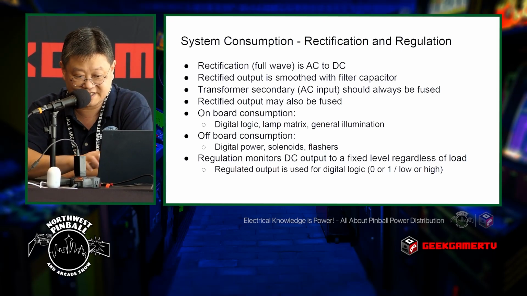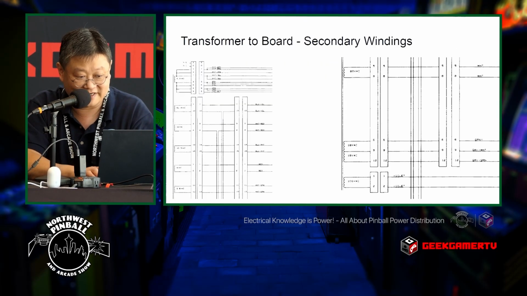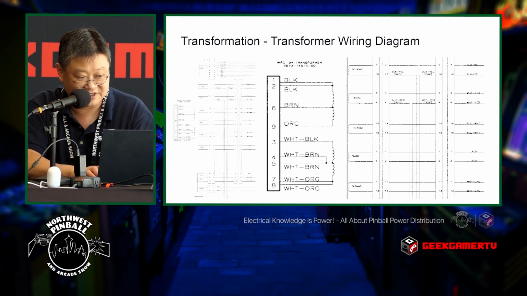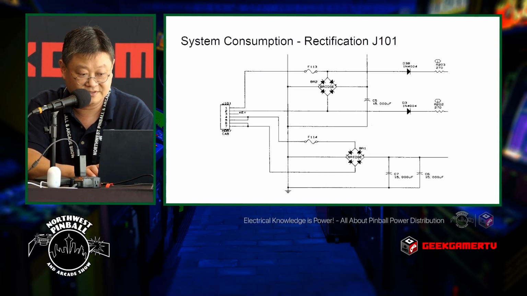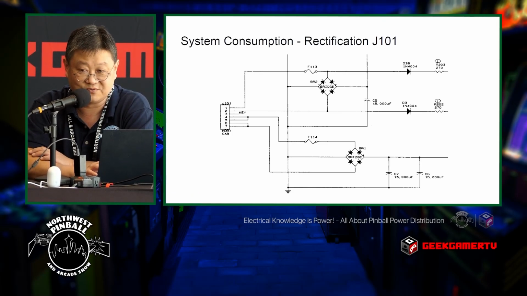The transformer secondary, the AC input, should always be fused. These diagrams here don't actually show the fusing because the fusing is done on the board. That's what this diagram shows here. This is the fuse for the AC input. An interesting caveat for those who are fascinated by the history is that Williams, in their early System 7 games, did not fuse the AC of their transformer output.